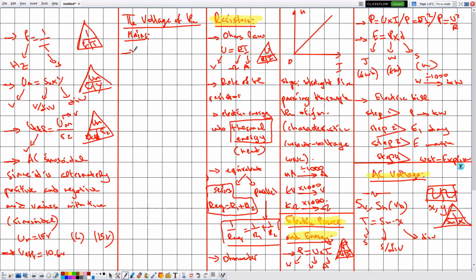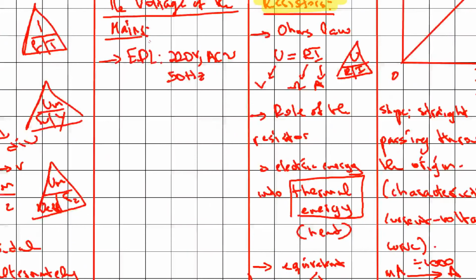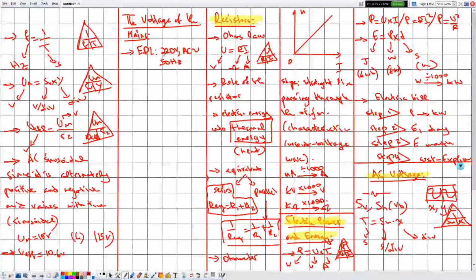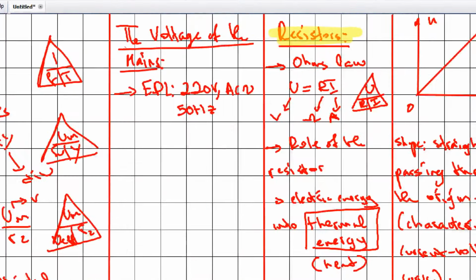Now remember that electricity of Lebanon has the properties of 220 volts. It is an AC voltage source of frequency 50 Hertz. So one should memorize the properties of the electricity of Lebanon, which is 220 volts, AC sinusoidal and of 50 Hertz. Any component connected to the voltage of the mains must agree with these inscriptions.